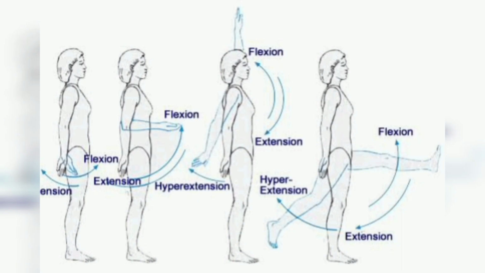The next movement is hyperextension. Hyperextension is an abnormal or excessive extension of a joint beyond its normal range of motion.